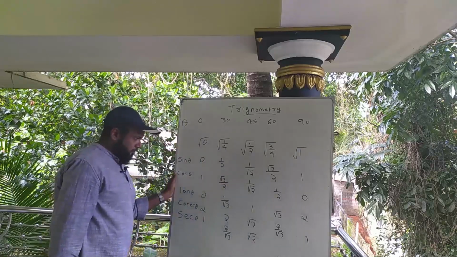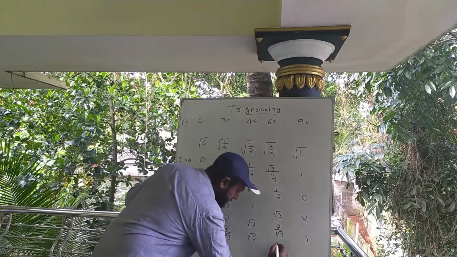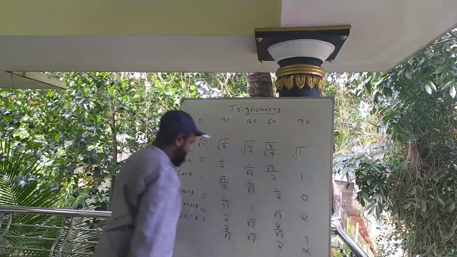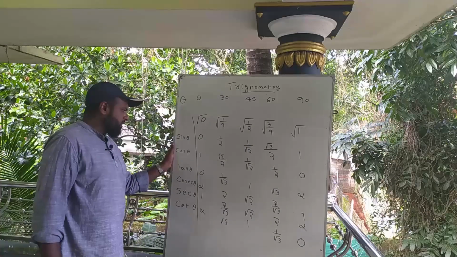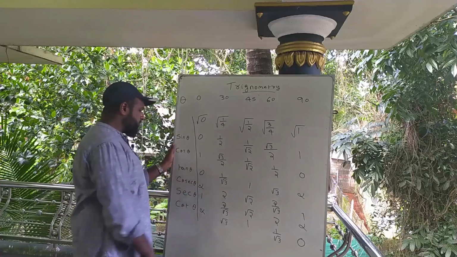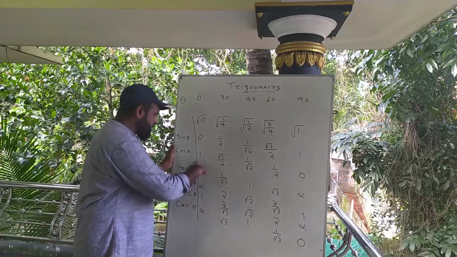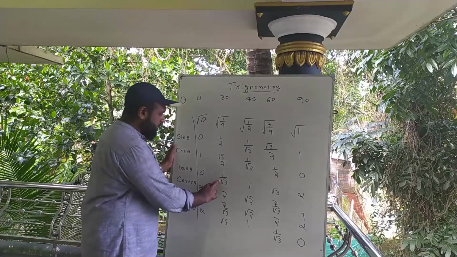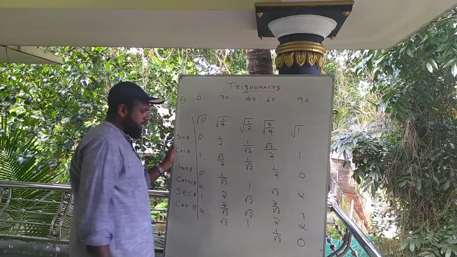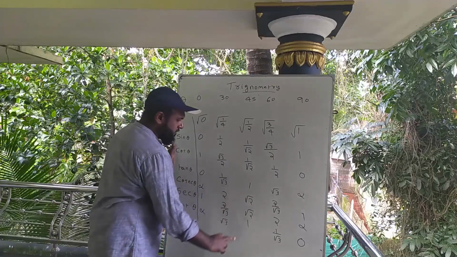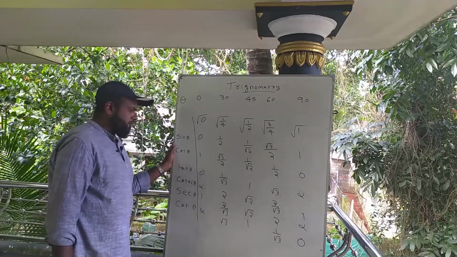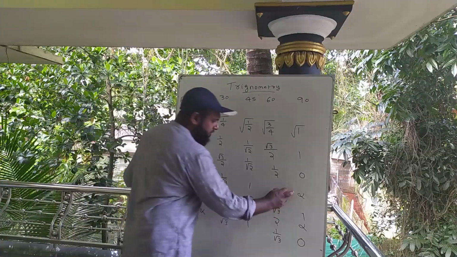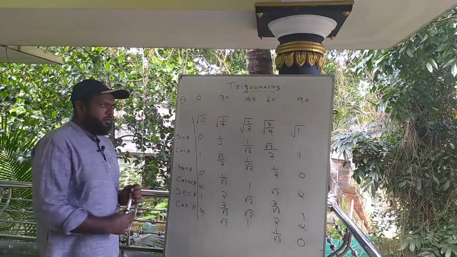What is the reciprocal of 1 by 2? 2. What is the reciprocal of 0? Not defined. What is cot theta? Cot theta is nothing but the reciprocal of tan theta. First one, the reciprocal of 0 is infinity. Second, the reciprocal of 1 by root 3 equal to root 3. Next, the reciprocal of 1 is 1. Next, the reciprocal of root 3 equal to 1 by root 3. Next, the reciprocal of infinity is 0.